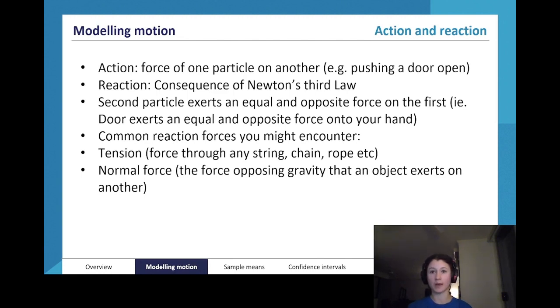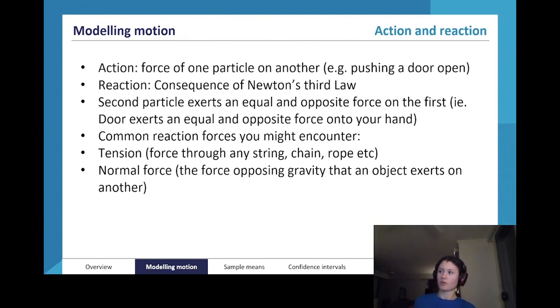One thing I just want to make note of with regards to tension: if you're ever asked about tension in a question, the force of tension is just equal to the force applied through that object, right? So if a question tells you that there are 10 newtons of tension applied through a string, that just means that the applied force is 10 newtons. There's nothing special about it just because it's tension, right?